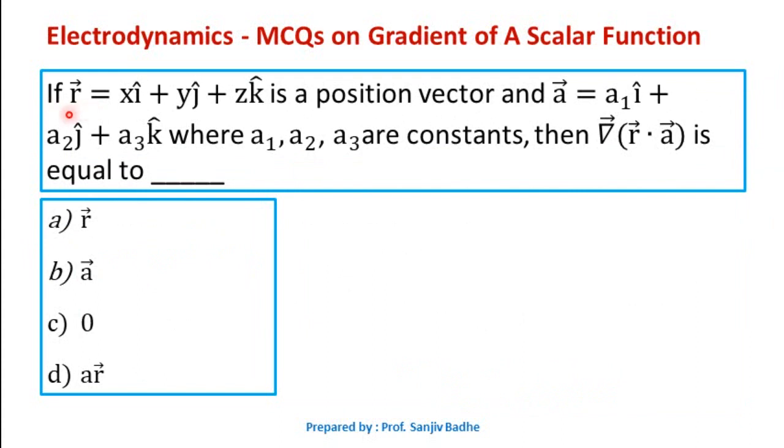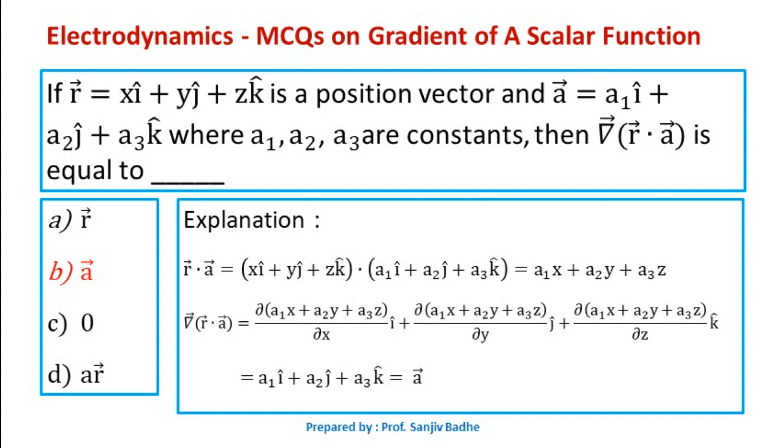This is the next question. If r bar is equal to x i cap plus y j cap plus z k cap is a position vector, and a bar is equal to a1 i cap plus a2 j cap plus a3 k cap, where a1, a2, a3 are constants, then gradient of r bar dot a bar is equal to, the given options are r bar, a bar, 0 and a r bar.